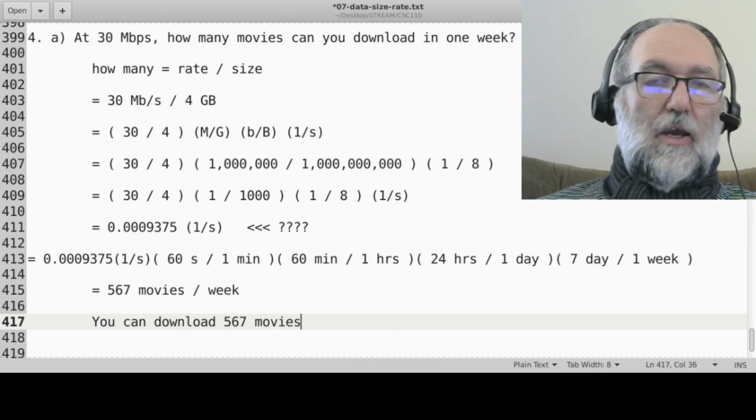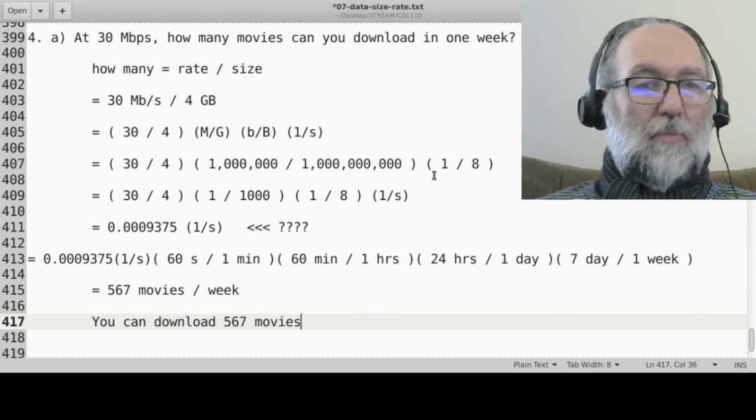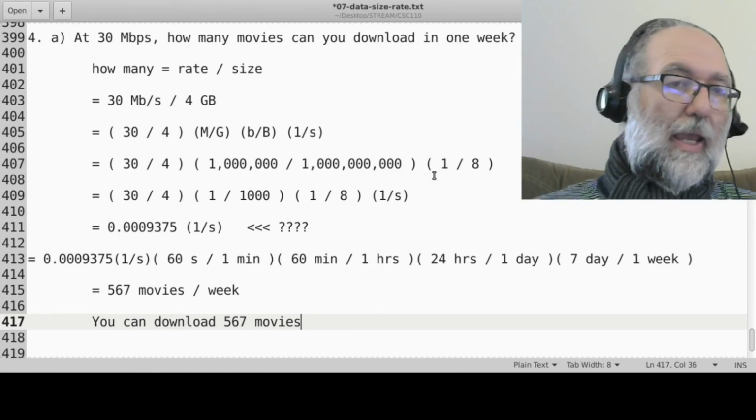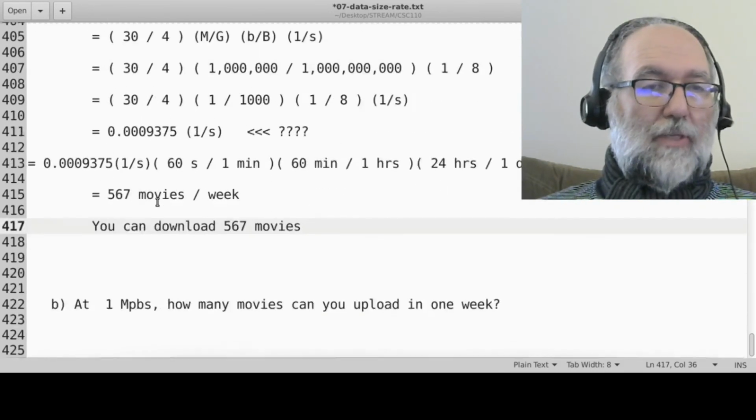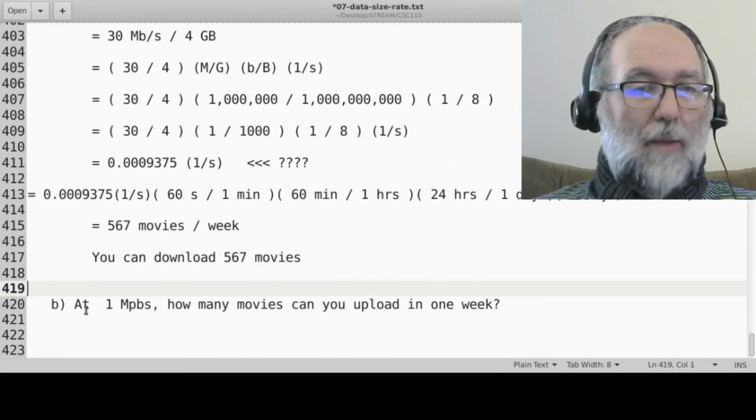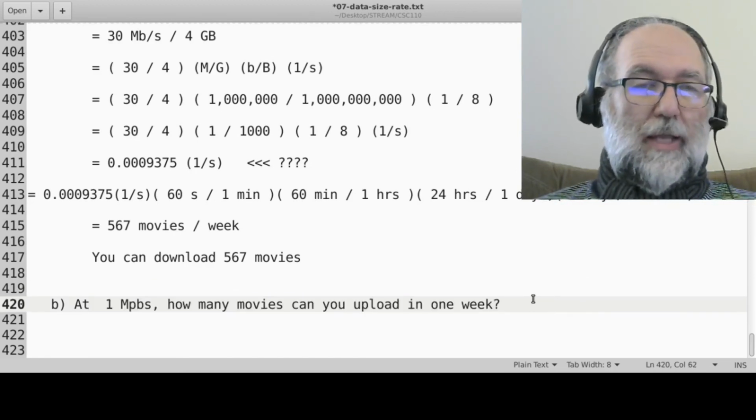567 movies. All right, so that's the first part. And let's do the second part. Okay, the second part asks, part B, it's down here. Part B says, at 1 megabit per second, how many movies could you download?